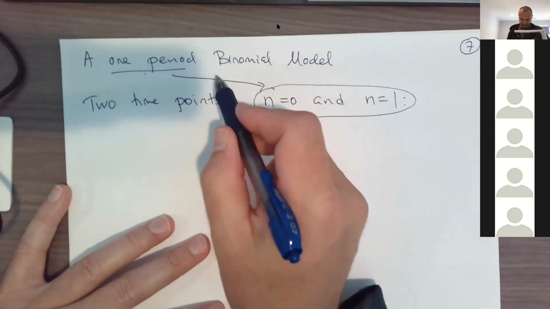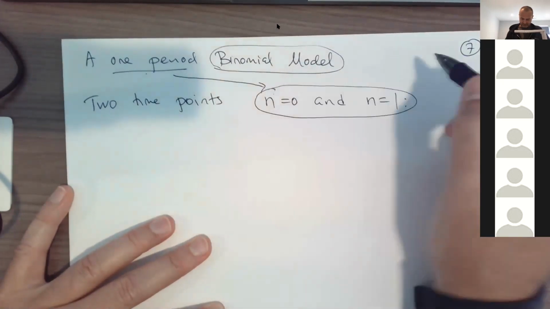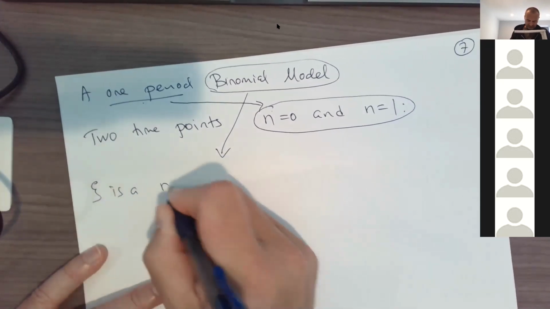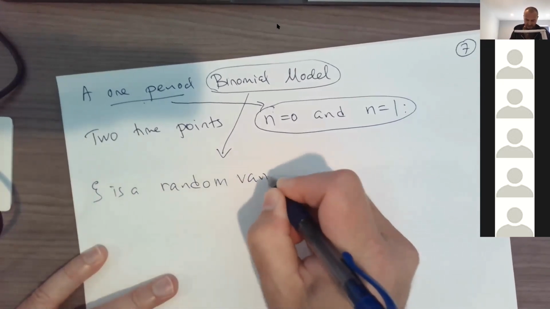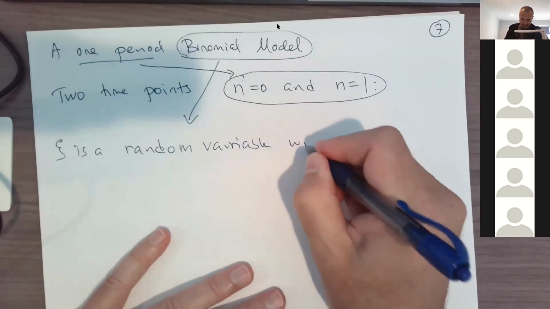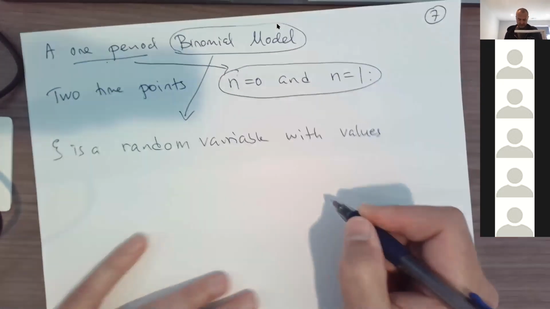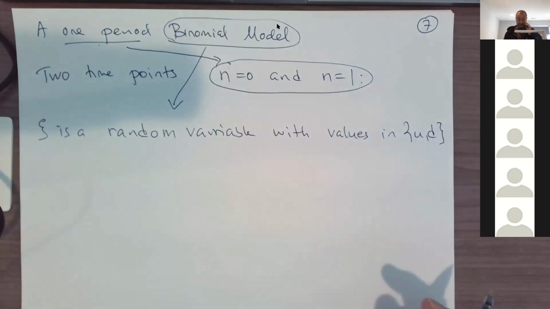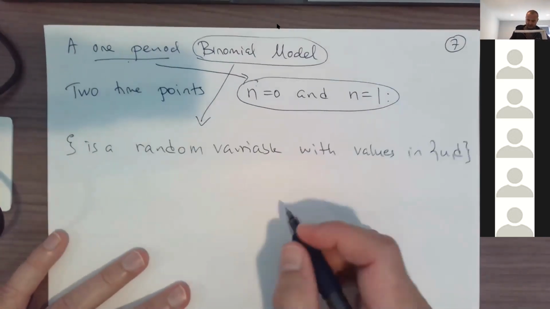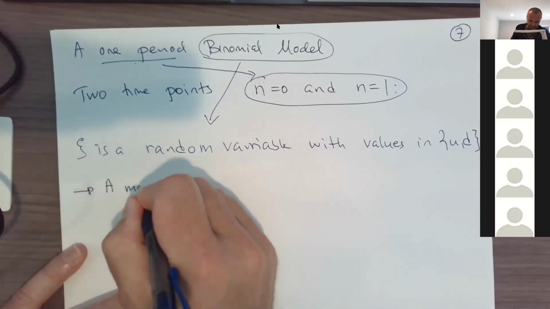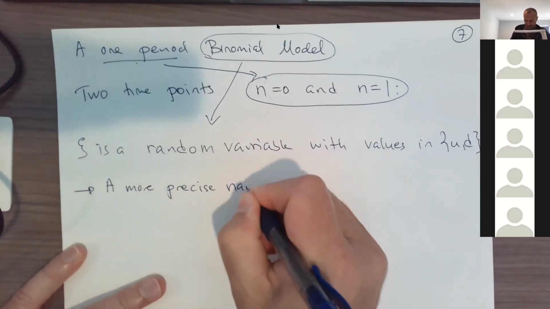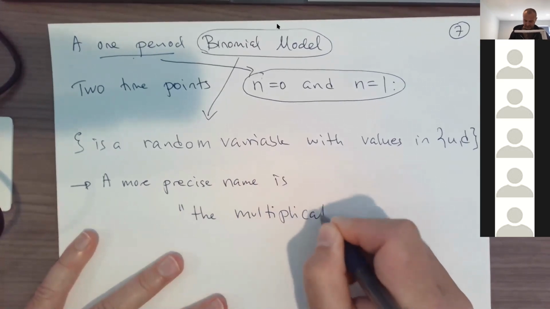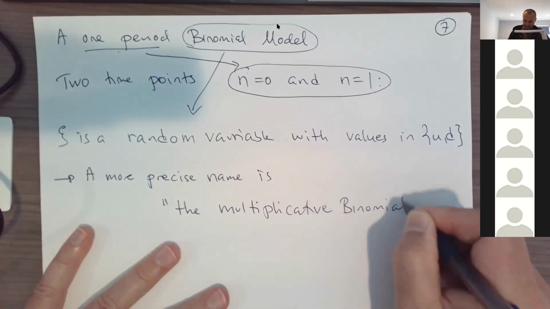The word binomial has to do with the next thing. This is going to be the random variable psi. This is a random variable with two values, u and d. And to be more specific, a more precise name is the multiplicative binomial model.